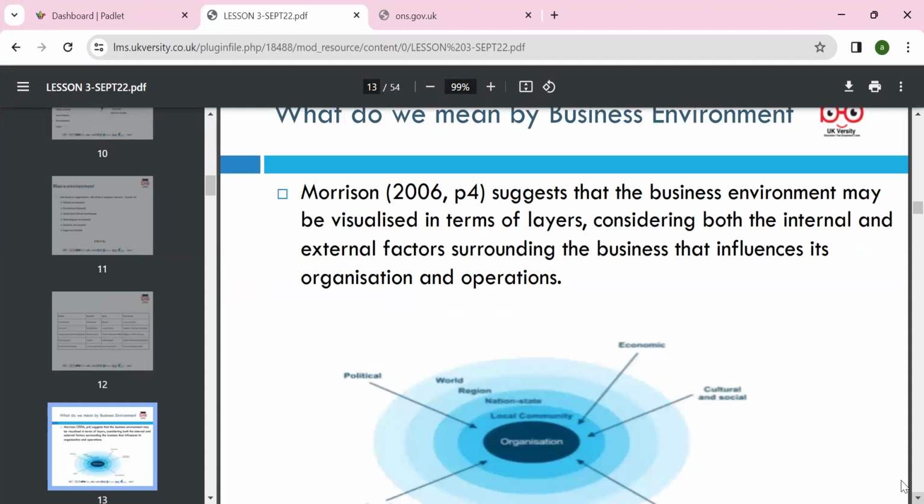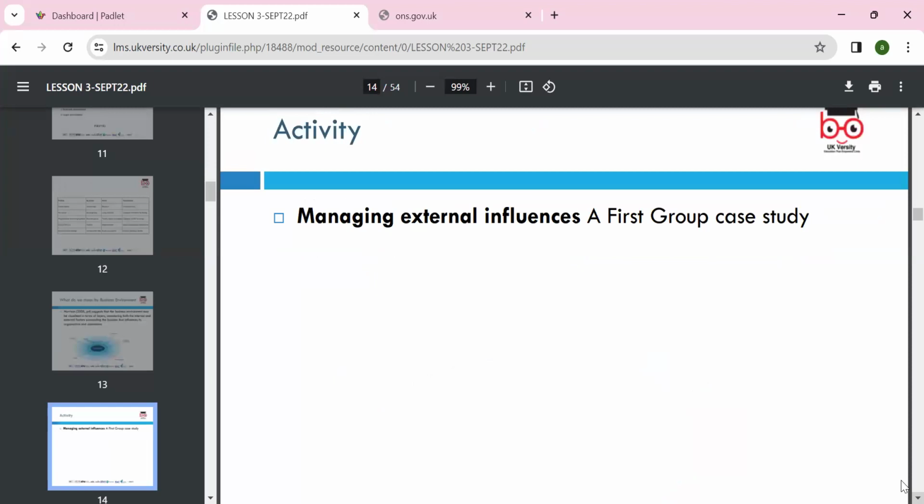And then we have a case study. In your own time, it's good to read about managing external influences. The best case studies are given on our Moodle page, so please make sure you go through them before the next lesson.